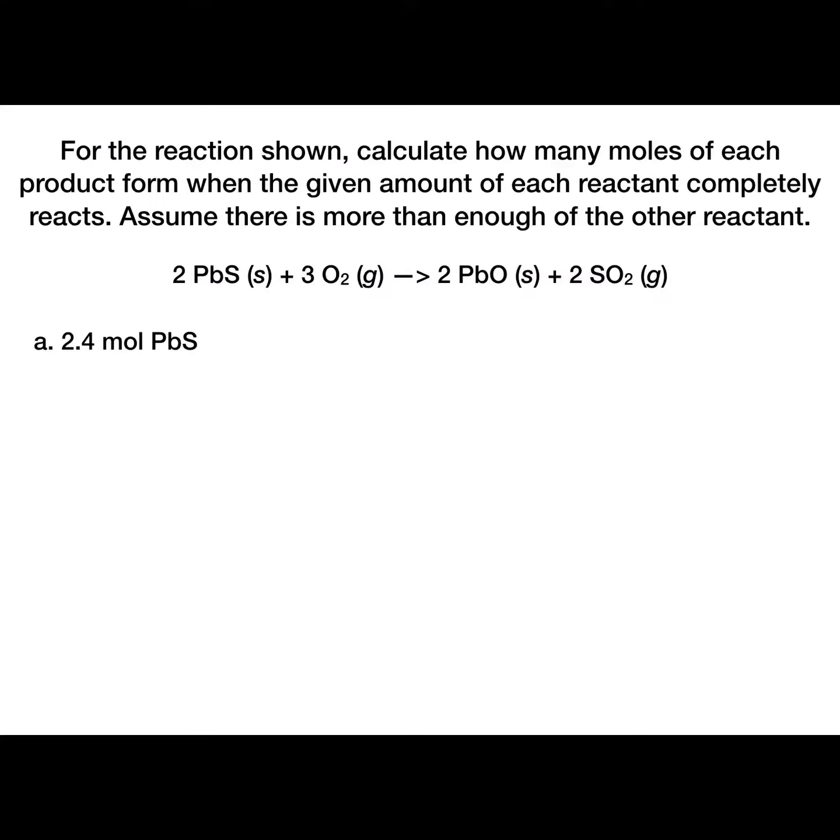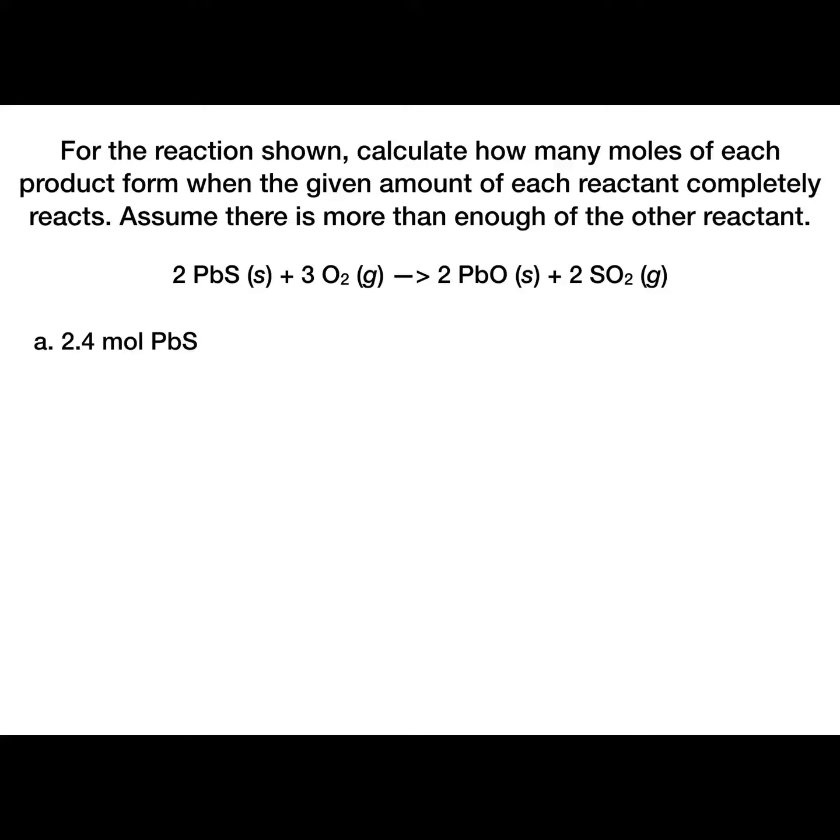Our first problem is, for the reaction shown, calculate how many moles of each product form when the given amount of each reactant completely reacts. Assume there is more than enough of the other reactant. So we have our complete balanced chemical equation here.